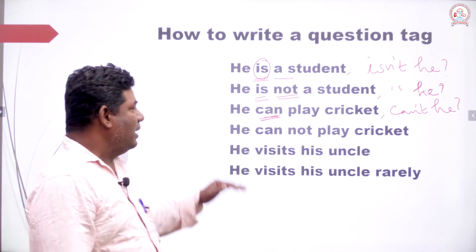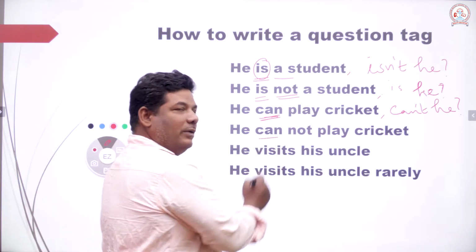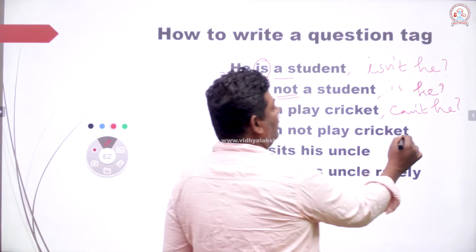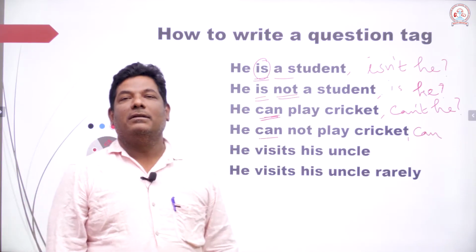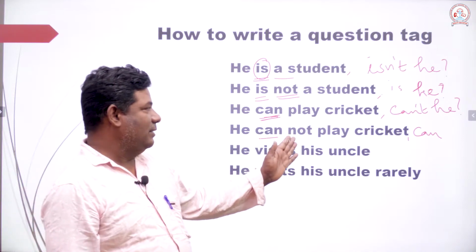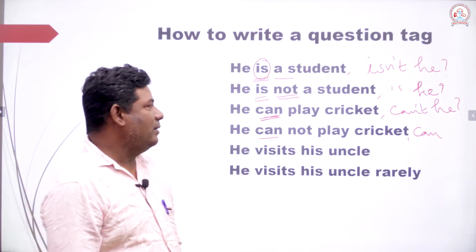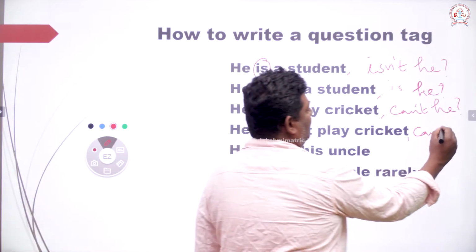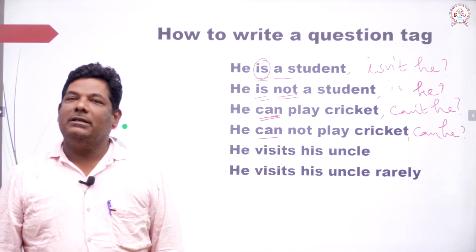And next sentence, he cannot play cricket. See, can is the auxiliary verb, we must use can for writing it. Okay. Second step is to understand whether it is a positive sentence or negative sentence. It is a negative sentence, therefore, it takes a positive question tag. Therefore, we have to write can he. Can you understand? Is it easy for you?